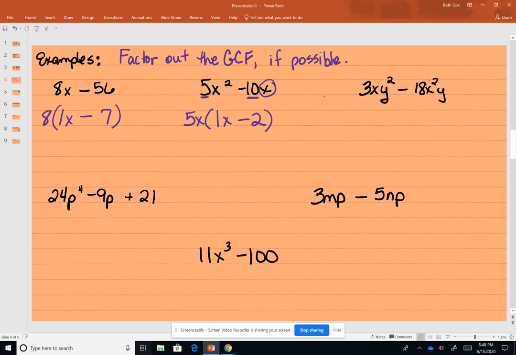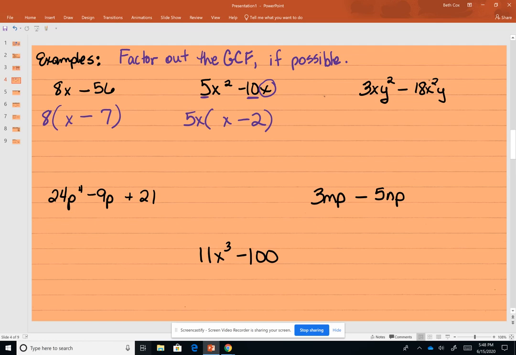And so technically I don't need this 1 right there. I can leave it just like that. Same as the one with the 8, I didn't need that 1. But make sure you know that that's the number that goes there, because sometimes you need it, sometimes you don't.